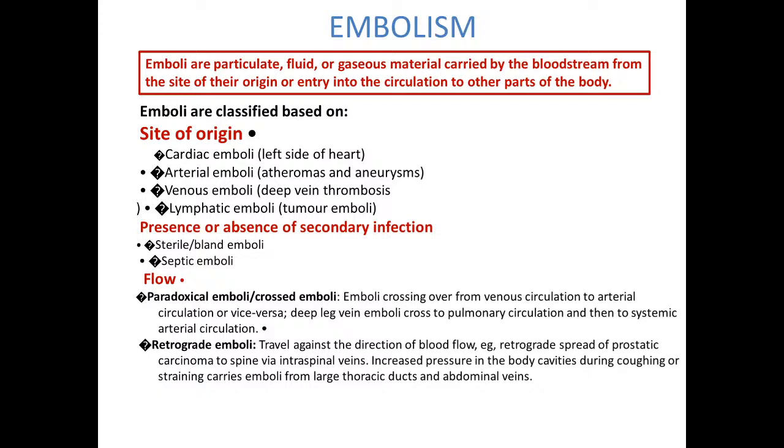And retrograde emboli travel against the direction of blood flow, for example a retrograde spread of prostatic carcinoma to the spine via intraspinal veins. Increased pressure in the body cavities during coughing or straining carries emboli from large thoracic ducts and abdominal veins.